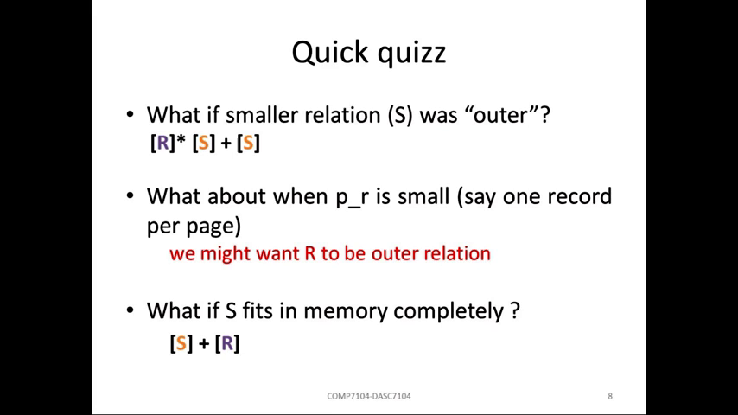In that case, obviously, things will be much easier. We just read the small relation that fits in main memory. We have it in main memory, and then we just scan one page at a time from the other relation, and we do the join. So the small relation, the one that fits in main memory, stays there throughout the process all the time. And then we just need to scan one page at a time the other larger relation.